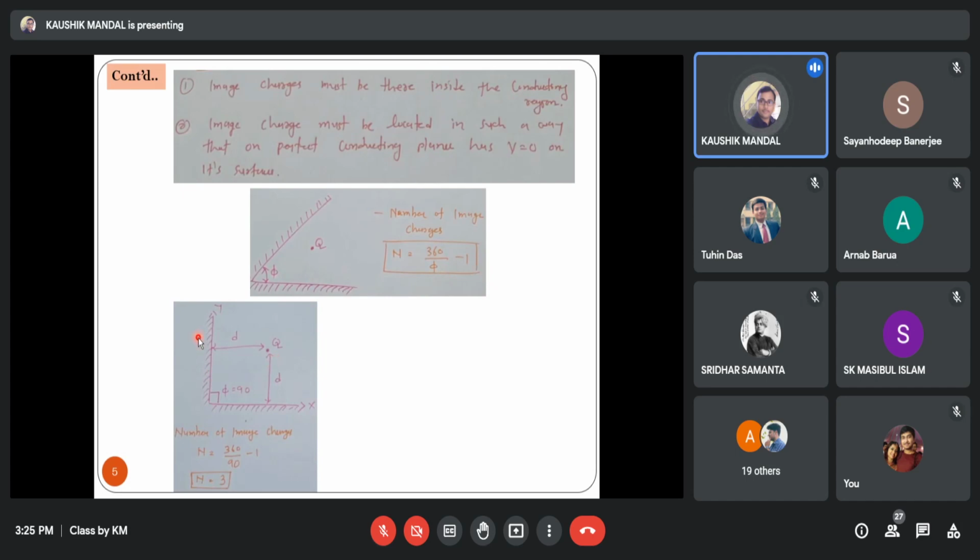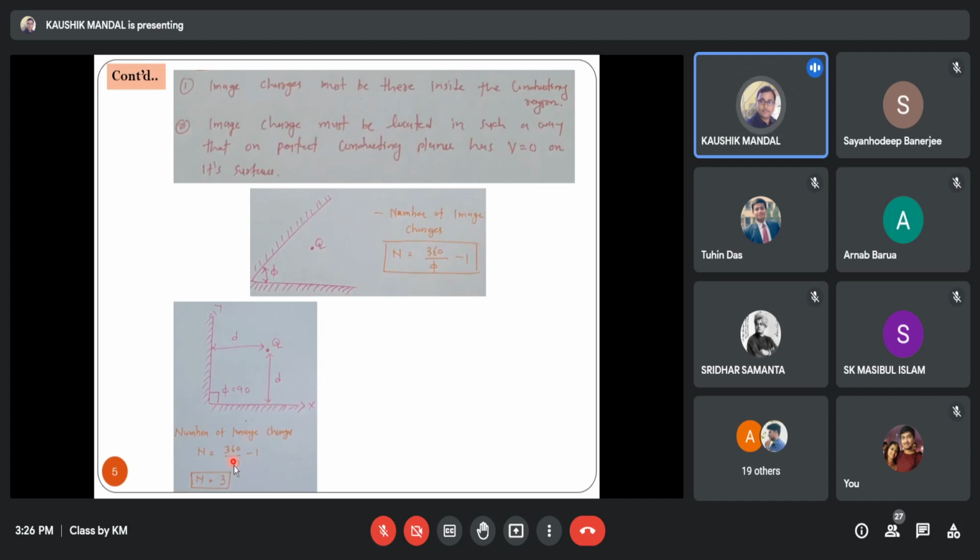So for example, we are considering two perfect ground planes. One is along the x-axis, another is along the y-axis. That means the angle between these two ground planes is 90 degrees. And we are considering a charge q that is located at the same distance from the x and y-axis. Then what will be the total number of images as per this relation?